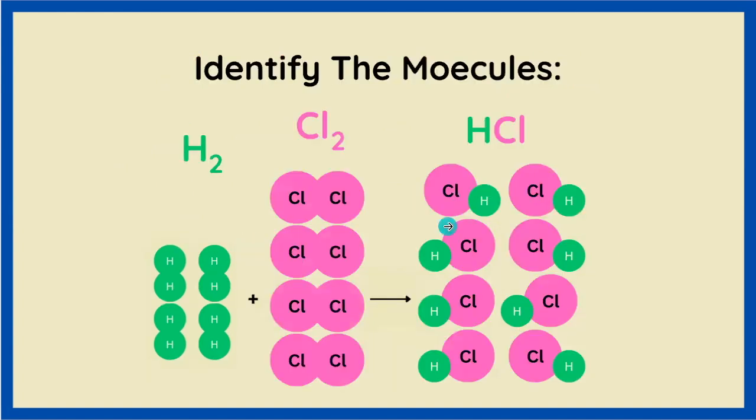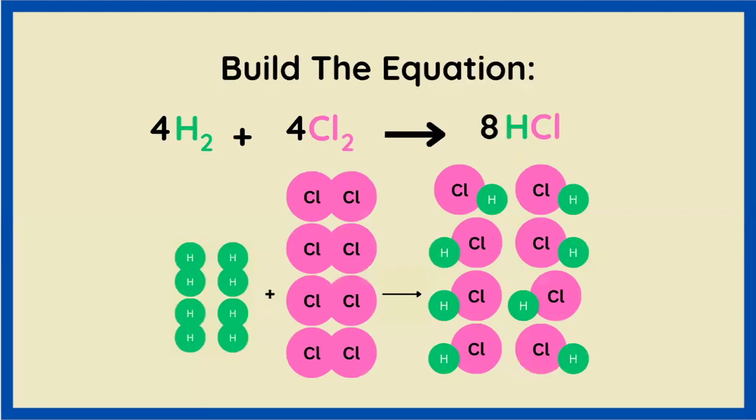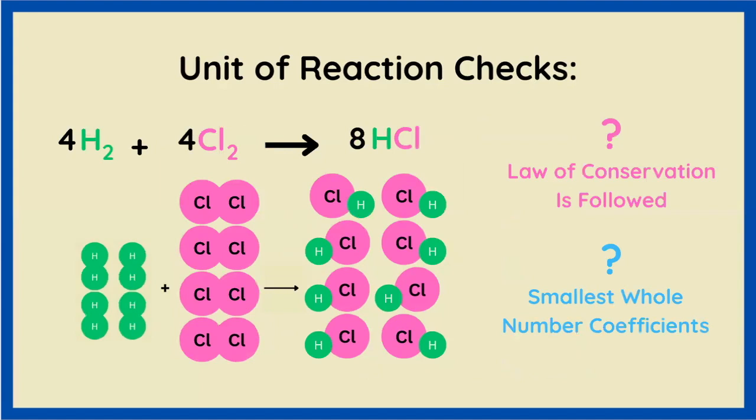So with our reaction of interest, we'll identify the molecules in play: H2, Cl2, HCl. Notice that there are 4 H2s, 4 Cl2s, and 8 HCl molecules. And we'll build a chemical equation that models the reaction accordingly. So let's see if it meets our criteria of a single unit of reaction. Spoiler alert, it won't, but it will still be very helpful.